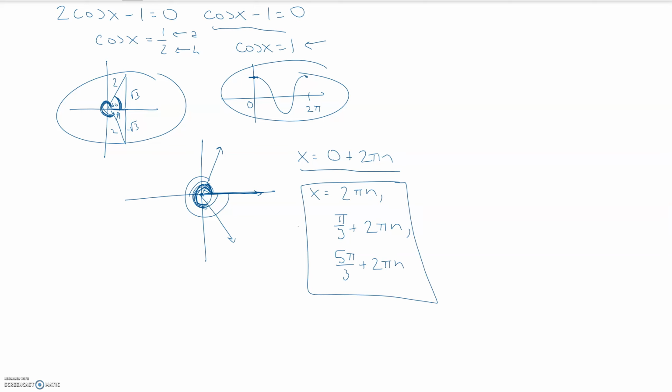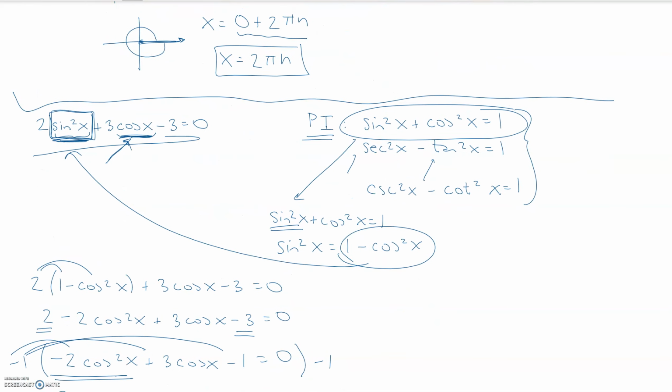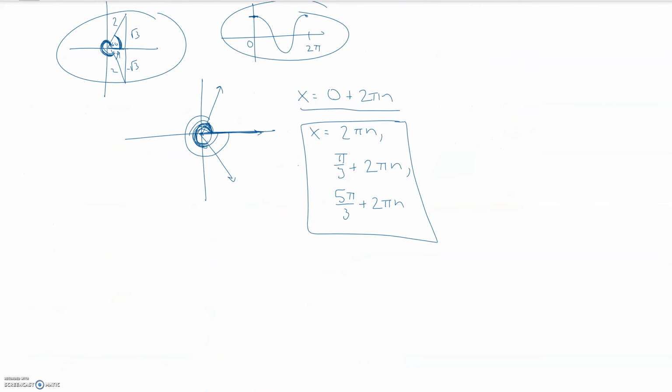If this problem had been set on an interval from the very beginning, for example, if this problem had said solve 2 sine squared x plus 3 cosine x minus 3 equals 0 on the interval 0 to 2 pi, we would have worked out everything the exact same, but at the end, we simply wouldn't have had the 2 pi n spinnies around the circle. At the end, if we were on the interval 0 to 2 pi, our answers would have just been 0, pi over 3, and 5 pi over 3. We just wouldn't spin forever and ever.